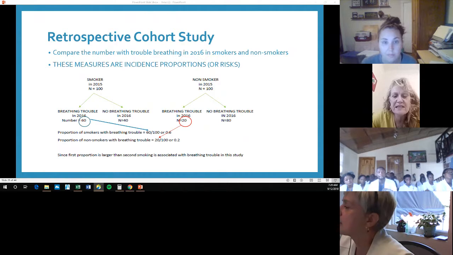And 60 new cases in the exposed and 20 new cases in the unexposed.